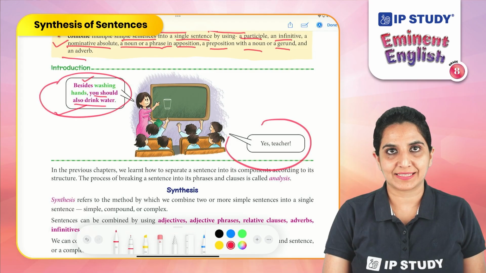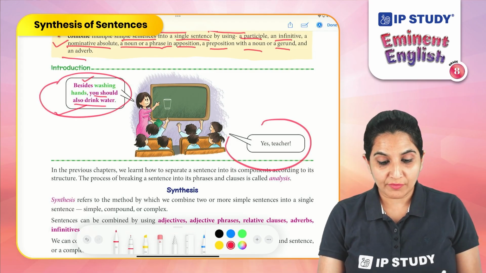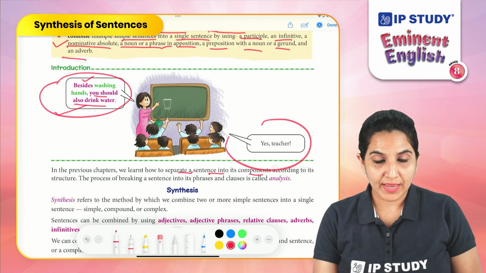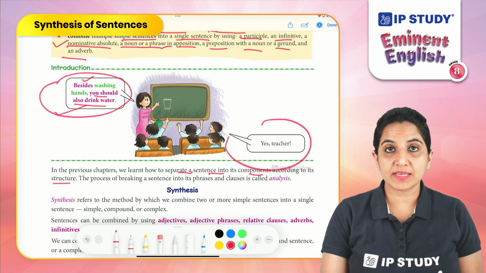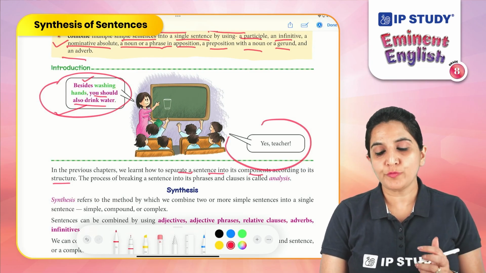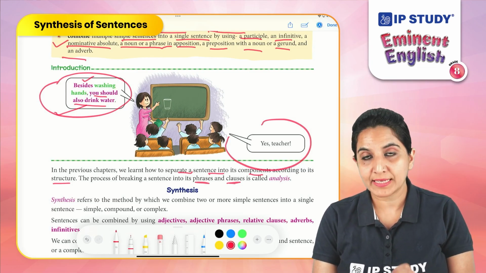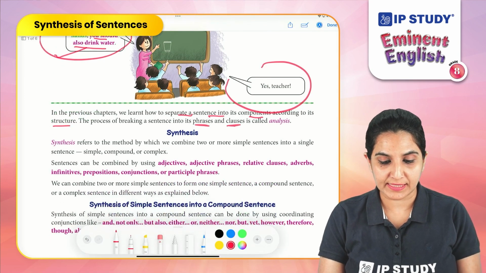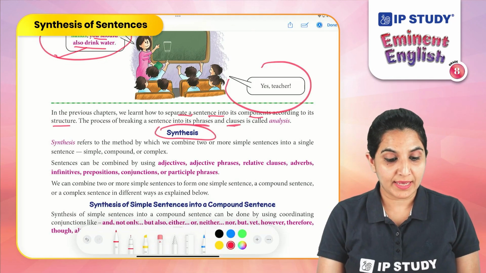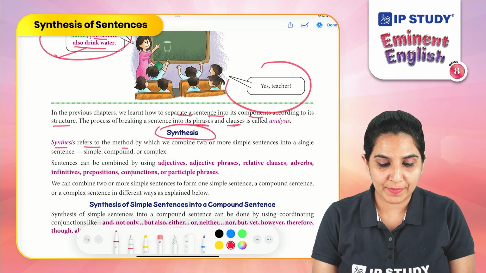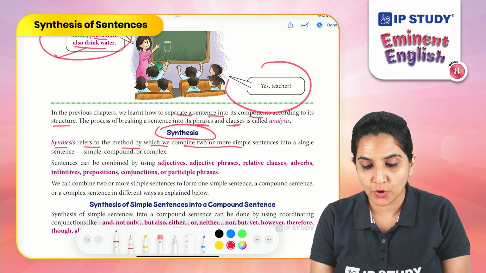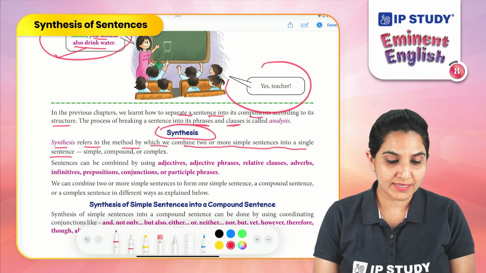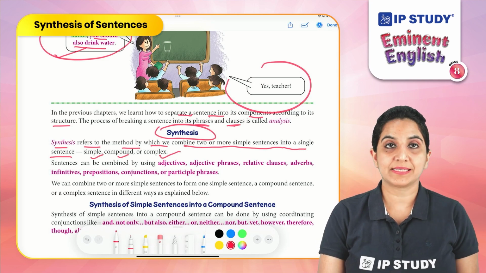This is called synthesis. In previous chapters, we have learned to separate a sentence into its components according to its structure, and the process of breaking a sentence into phrases and clauses is called analysis. But in this lesson, we will study synthesis, which means combining. Hence, synthesis refers to the method by which we combine two or more simple sentences into a single sentence, and we get simple, compound or complex sentences.